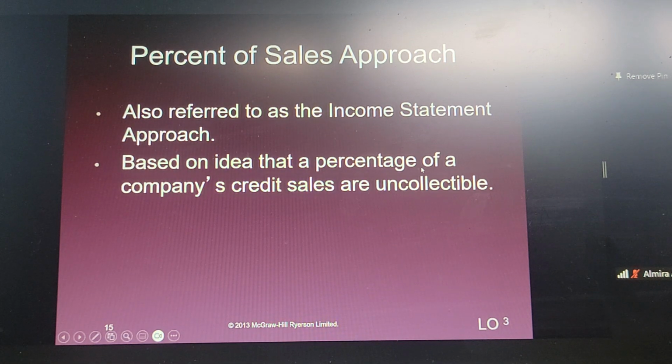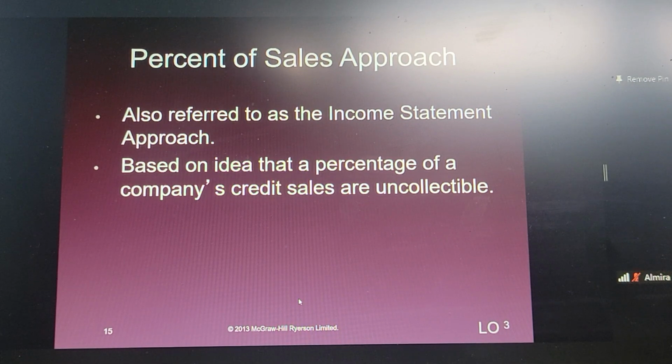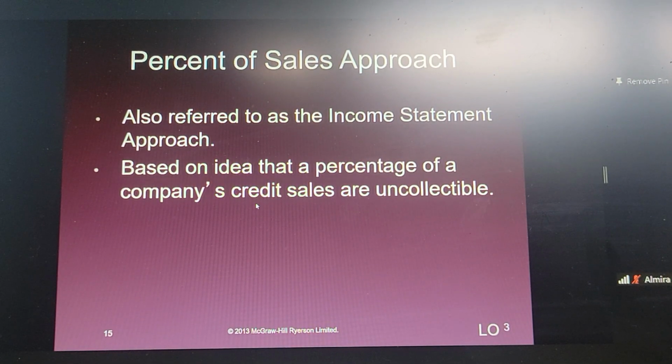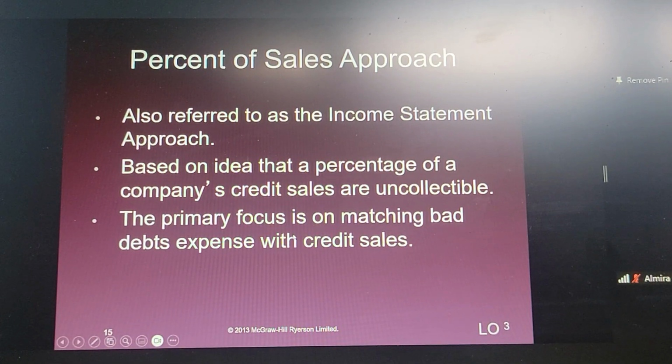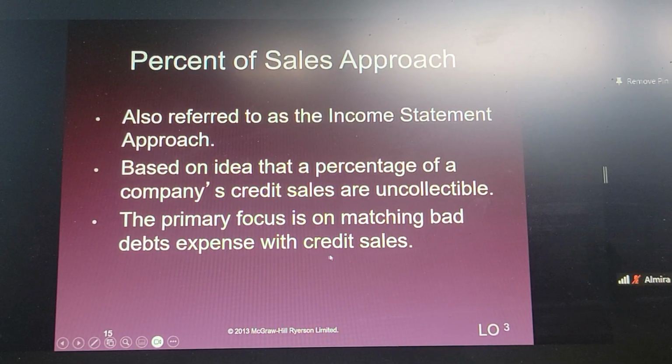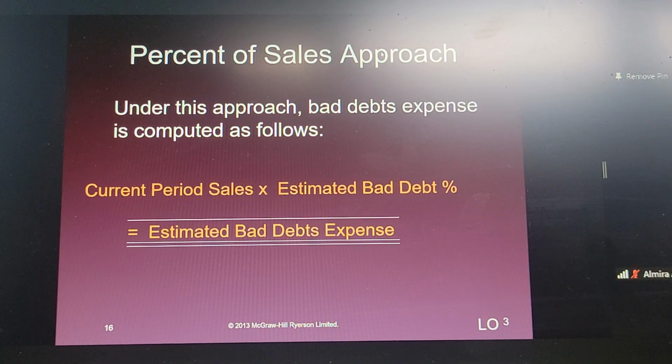Based on the idea that a percentage of a company's, see here, is mentioned in here. You see, here it says credit sales. So it's not all sales. All sales includes cash. I receive that cash. There is no risk in that part of my sales. Only my credit sales part of it is uncollectible. Okay? And the primary focus is on matching bad debt expense with the credit sales. So, straightforward thing. Okay? Your current period sales.